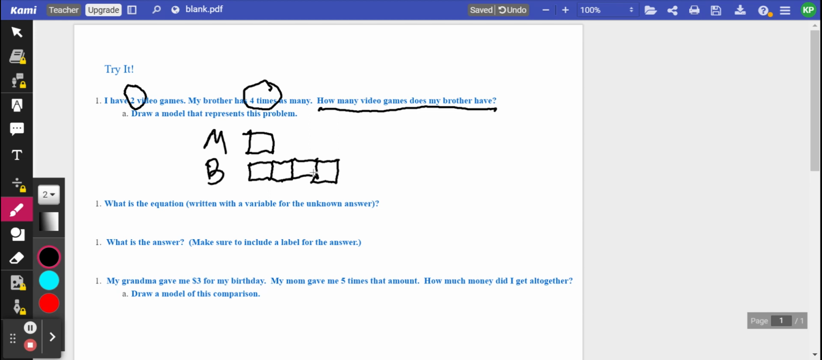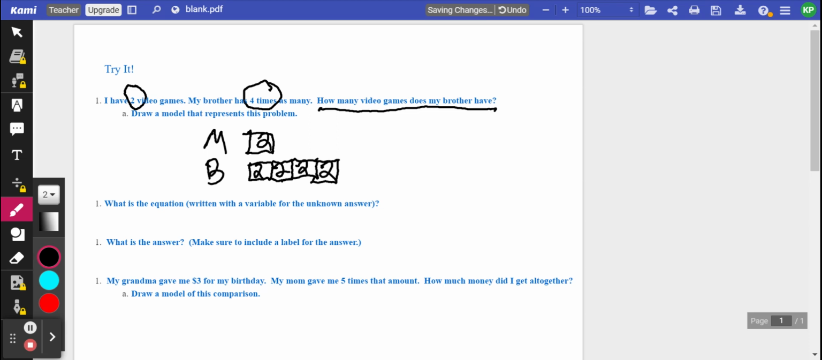Okay, so now I'm going to go through and fill in what I know. I know how much I had. I had 2. So I'm going to put a 2 in that box. Well, if each of those boxes are just carbon copies of one another, if this is a 2, then that's a 2. If that's a 2, then this is a 2. If that's a 2, then this is a 2. And if that's a 2, this is a 2. So each of our boxes match.